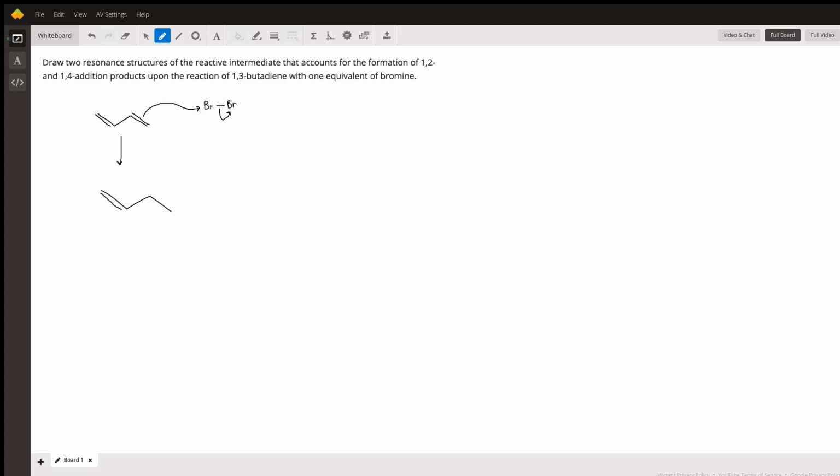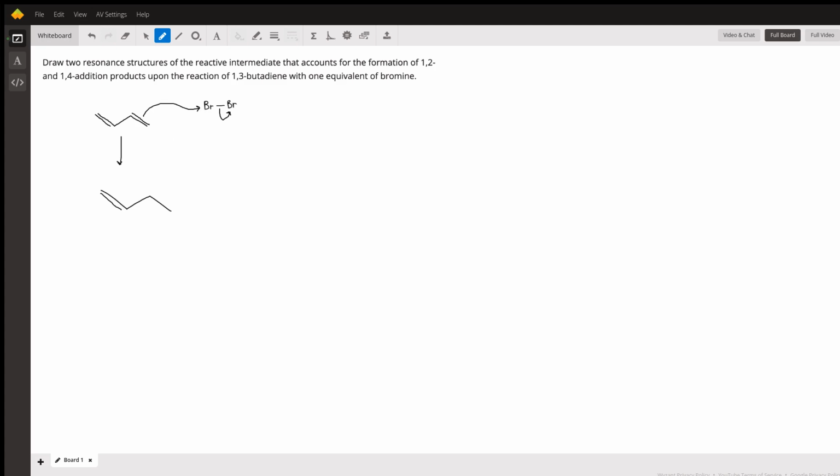Well, we know we're looking for reactive intermediates, and we know we're doing an addition reaction. Given those two things, you should recognize that you're going to be forming a carbocation. These electrons just left this region. They have left the building, and now there's a void there. There's a void of positive charge because the electrons were negative. Question is, where does it go?